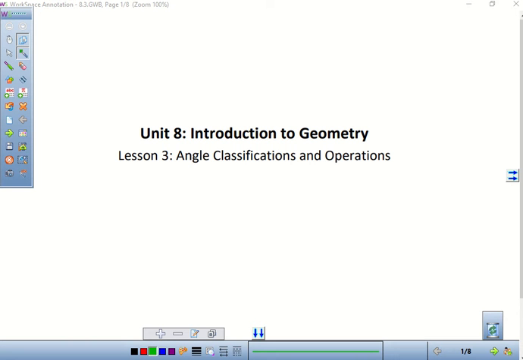So, today we're going to be doing Unit 8, Introduction to Geometry. And this is going to be angle classifications and operations. So, we're going to talk about what we do with angles, how we name angles, because naming angles is a really important concept in this topic, okay?